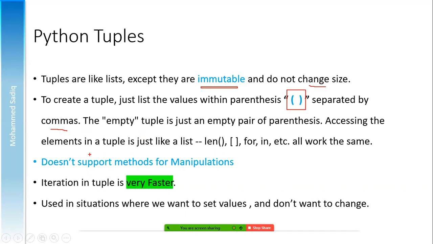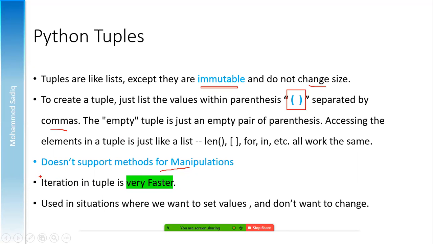Now, tuple does not support methods for manipulation. In the case of list, we saw various methods like append, extend, insert, remove, pop. Those methods are not there. The other methods are supported, like sorting and reversing, and you can read the values from it. But methods for doing data manipulation are not supported.